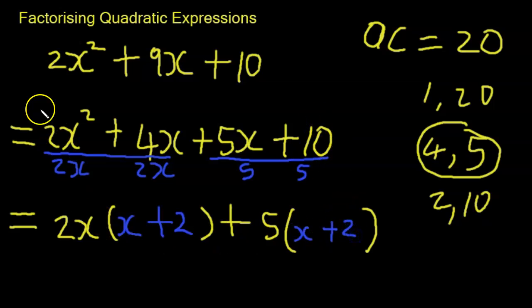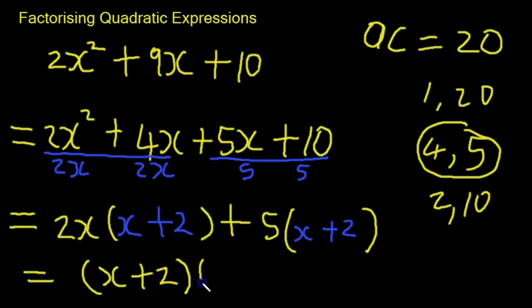And as usual, remember we always get a common bracket. If you don't have a common bracket, it means you did something incorrectly. Alright, what's the common factor here? X plus 2. And then outside the brackets, we have 2x and positive 5. Good? And that's it. Let's try another one.